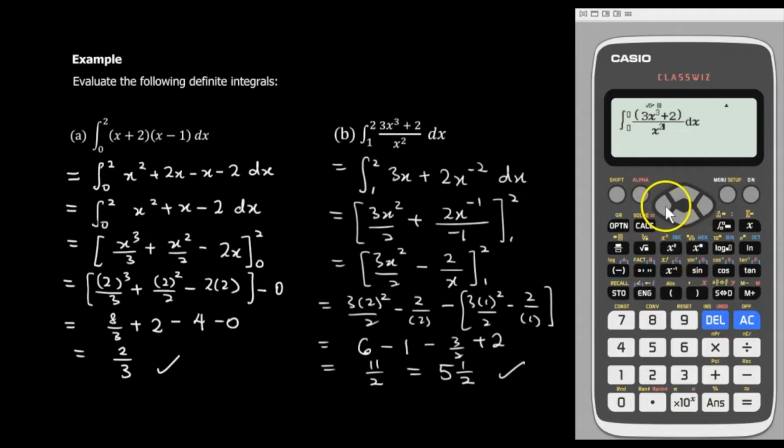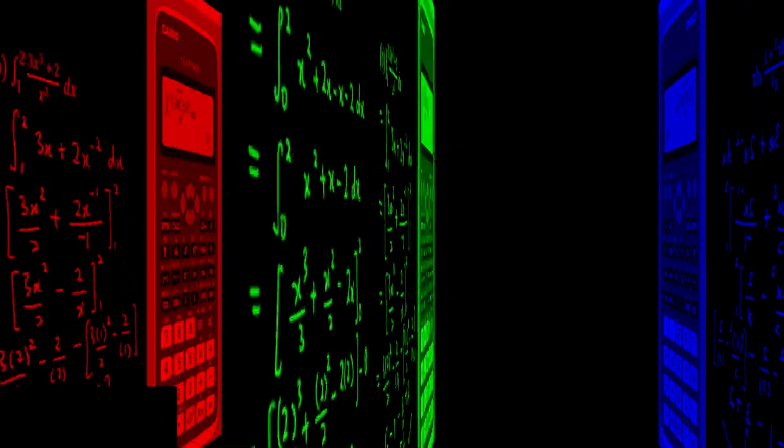Okay, and now we key in the limits. To the left and go up, key in 2, and at the bottom go down, 1. Then we press equals, so we get 11 over 2. If you want to change to a mixed number, you press shift and then the S-D button, so you get 5.5. So this is to confirm that our answer is correct.